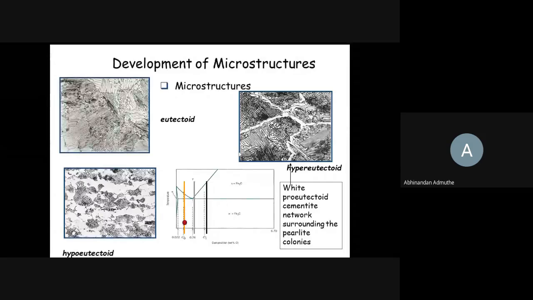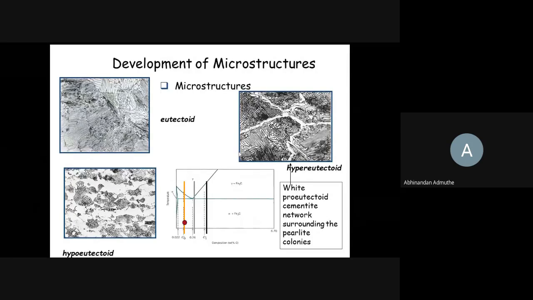So we have three categories of steels, based on their chemical composition. The first category is hypoeutectoid steel, which contains less than 0.8% carbon. Eutectoid steel contains exactly 0.8% carbon, and hypereutectoid steel contains more than 0.8% carbon up to 2%. Beyond 2%, cast iron starts. So we have categorized the steel based on its chemical composition.